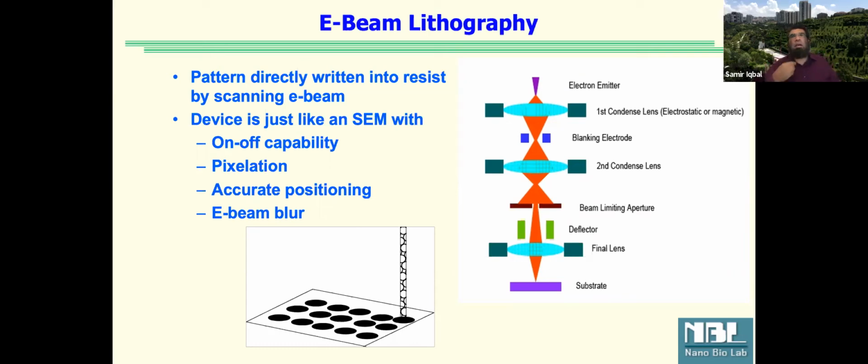I cannot make smaller things with UV, right? So that's the issue. Now, here it says the scanning device is just like an SEM. We haven't talked about SEM, that's coming. SEM is scanning electron microscope. It's the same process that we use in an electron microscope, but here we have extra capabilities where we can turn the electron beam on and off. We can put dots next to each other, pixelation, and we can very accurately place where we want to go. And we can blur the E-beam also, right? Just by defocusing, we can blur it and make bigger patterns as well.